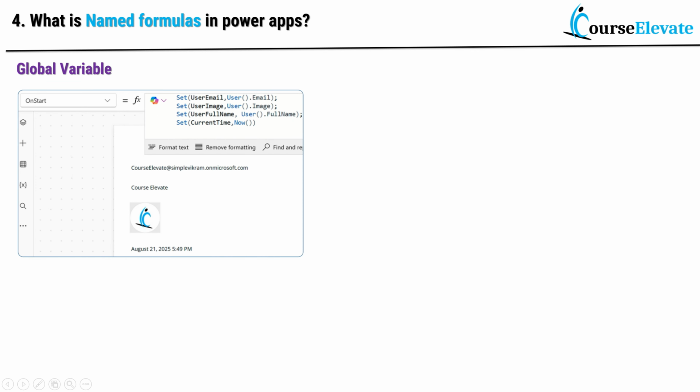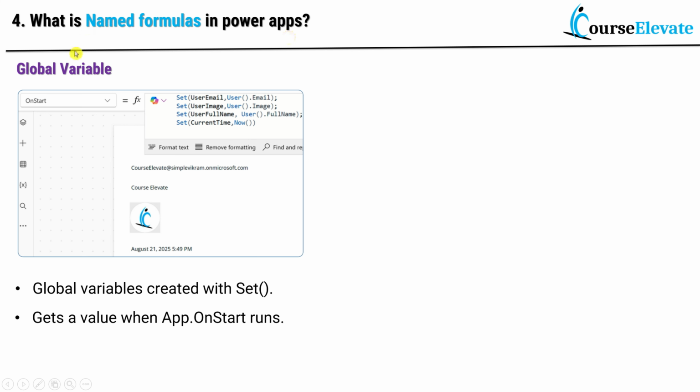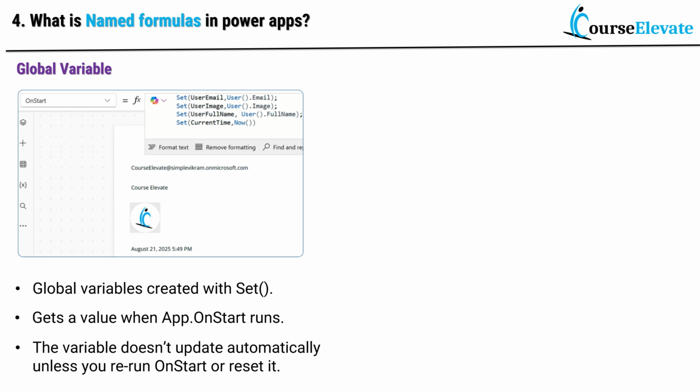So in this example, we are getting the logged in user email, image, full name and the current time. They are global variables which are created using the Set function. They only get a value when App OnStart runs. If something changes later, the variables don't update automatically unless you rerun OnStart or reset it.